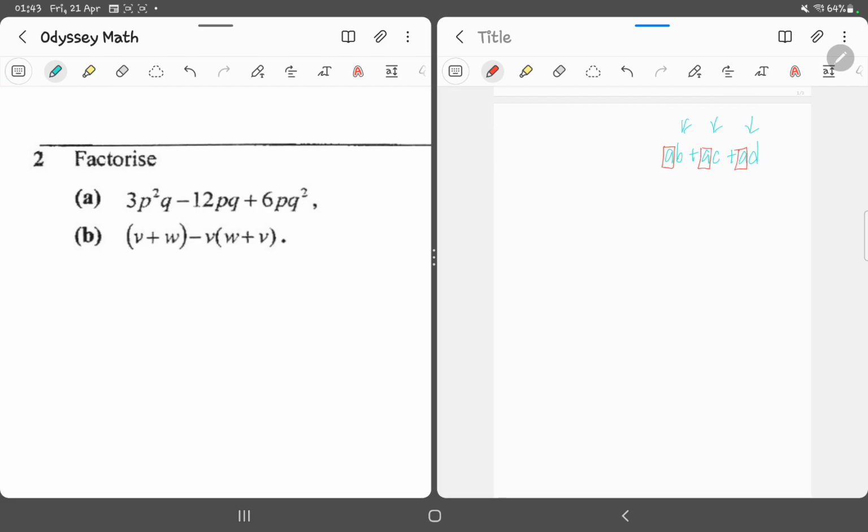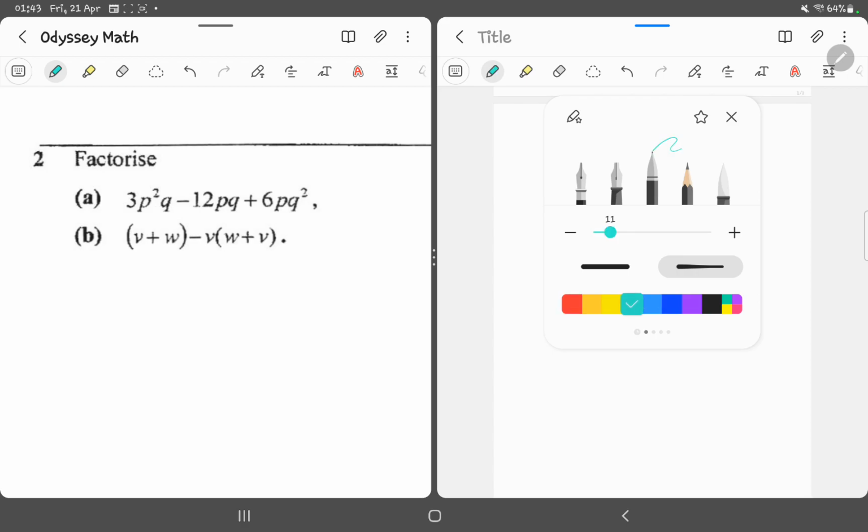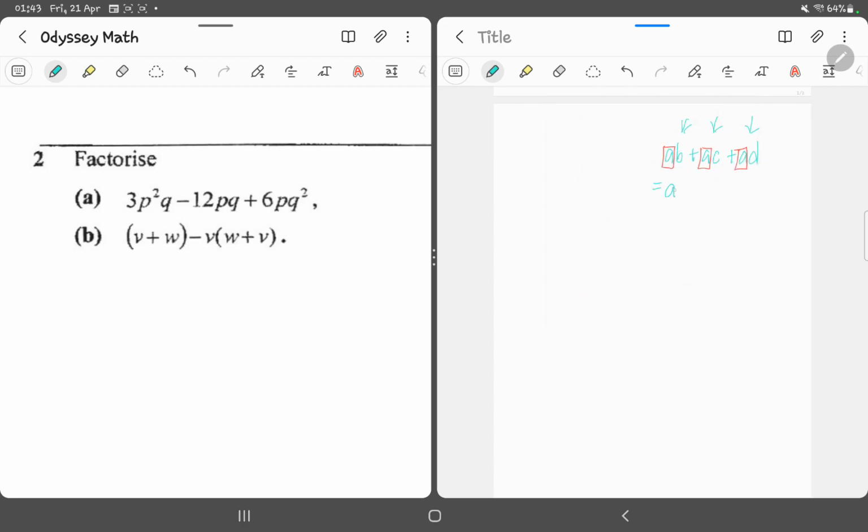So that means that we can actually take out the A from these three terms. In other words, we can factor out the A from these three terms. So this is actually equals to A bracket B plus C plus D. Okay, so that's the idea of factorization. You take out the common term, in this case, the common alphabet is A. So we can take it out.